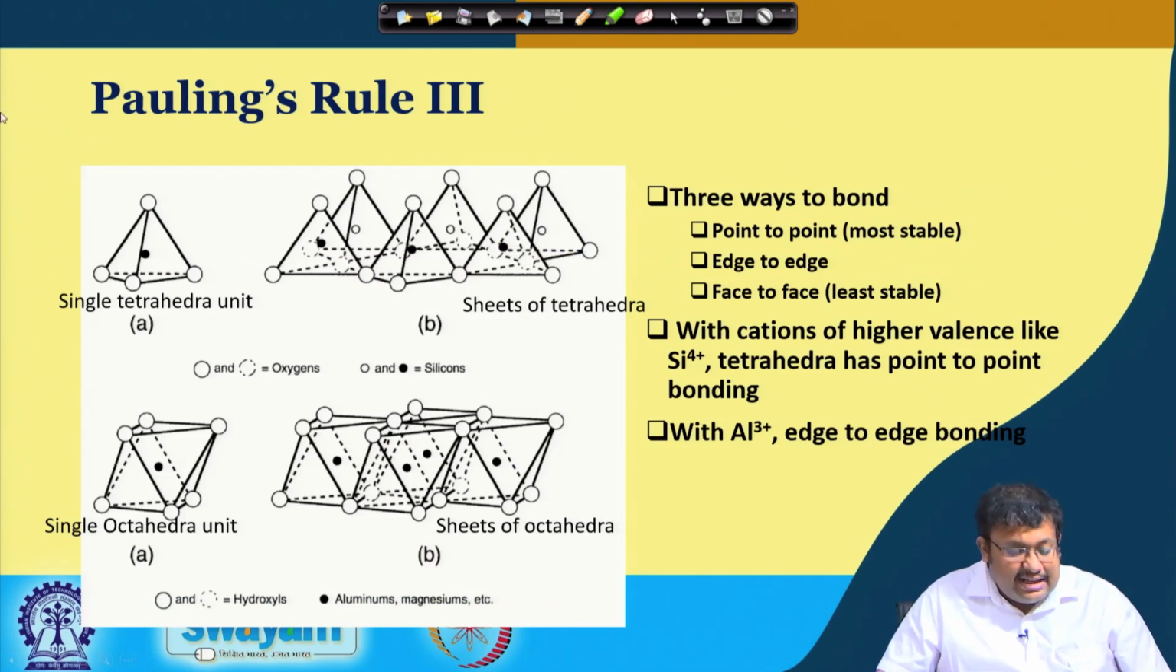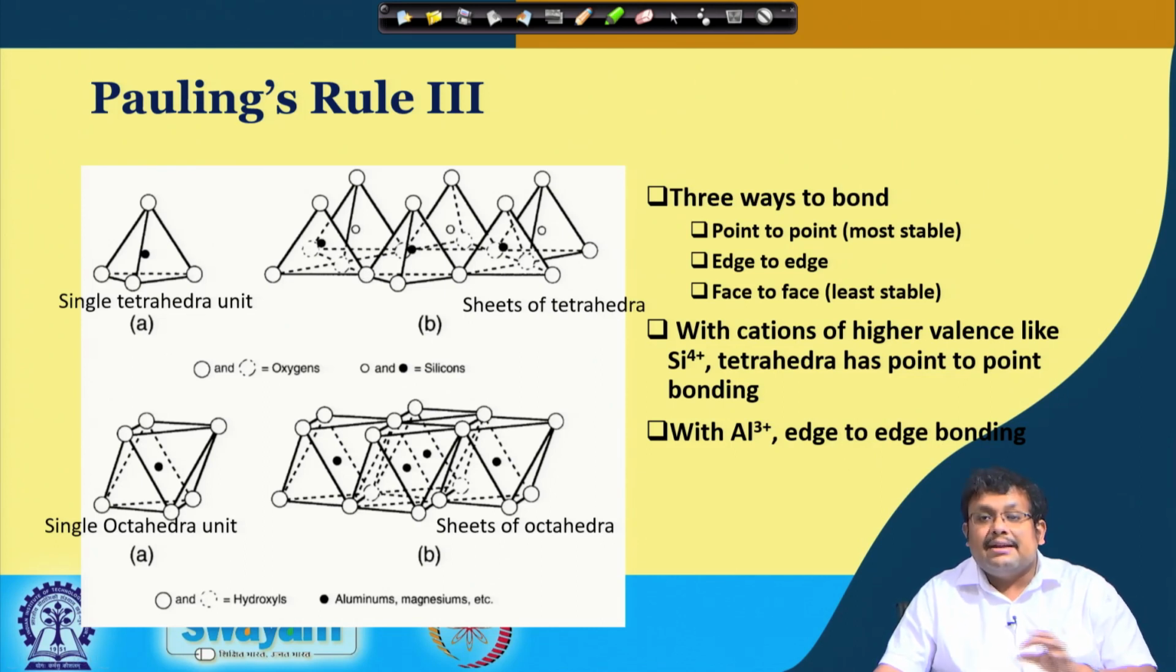If you look at this picture, you can see a single tetrahedral unit where the silica is surrounded by 4 oxygen anions, and the sheets of tetrahedra form by sharing. There are 3 ways they can bond together. One is point to point, which is the most stable, another is edge to edge, and the third is face to face. As you can see here, the sheets of tetrahedra are linked together by point to point bonding.